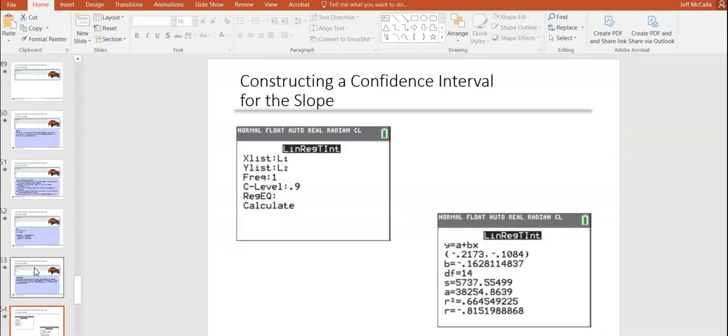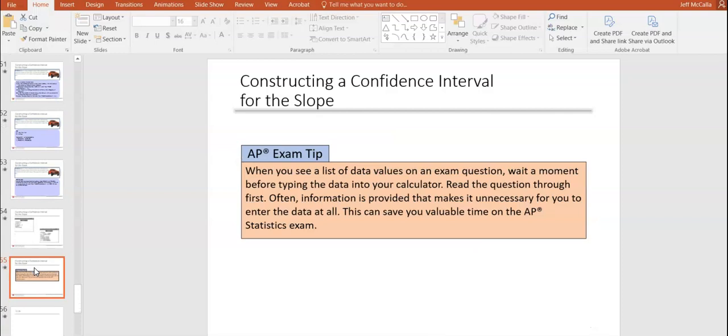You can also do that in the calculator, as I mentioned. I did that for you. When you see a list of data, wait a moment before typing it into your calculator for this type of question. Usually they're going to give you the computer output. We very rarely actually have to type this into our calculator. That's the lesson for today.